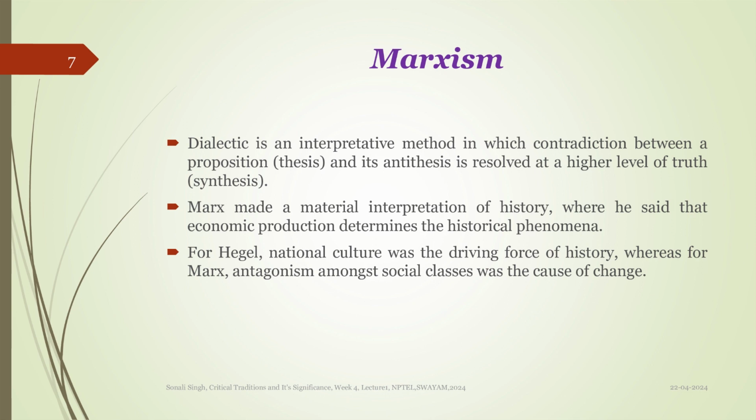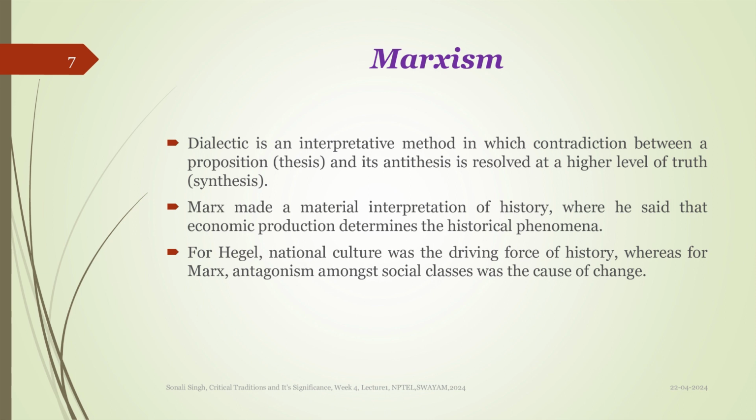Whereas Hegel considered the flow of ideas and applied the method of dialectics to understand how ideas move across history. Now Marx made a materialistic interpretation of history, where he argued that economic production determines the historical phenomena. Here he is slightly different from Hegel, because he is saying that if we see the development of human history, then we find that all the phases of human history have been determined, and the social, cultural and political development have all been influenced by the economic structure.